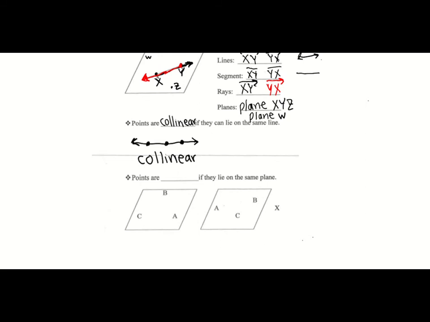But if we put points like this on 2 lines, if we had an X up here and Y down here, these points are on 2 different lines, so these are non-collinear.